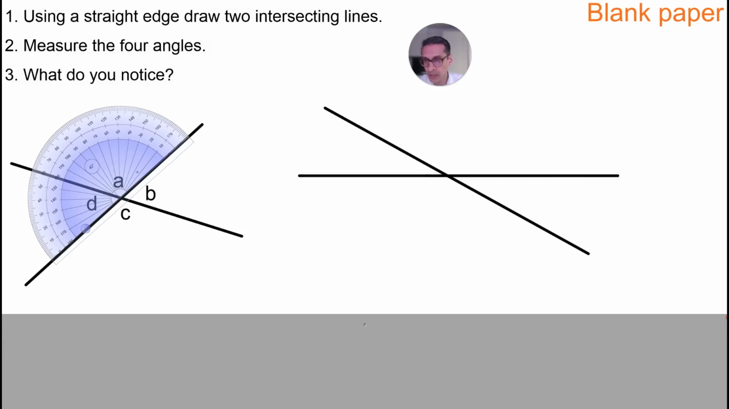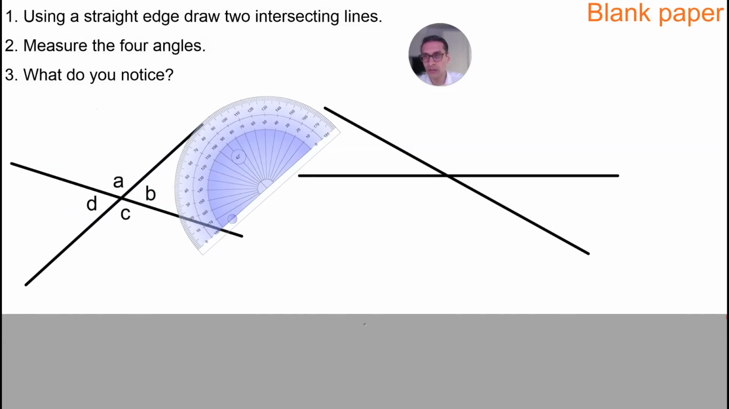Now if I measure A first, I can see that I'm going to use the inside scale, and I'm going to go along that. I'm going to measure the inside scale, and I can see it goes up to 110, 120. So angle A is 120 degrees. So we're just going to write that here.